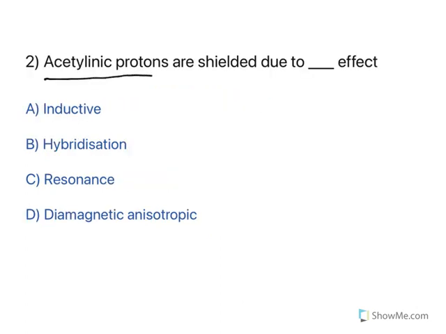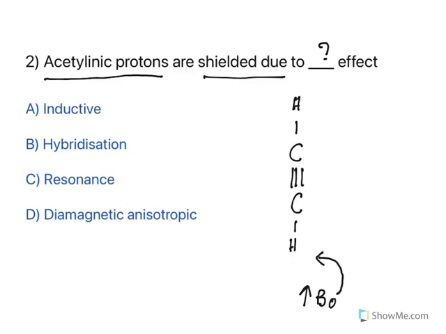Now, acetylenic protons are shielded due to which effect? We need to understand acetylenic protons. When these acetylenes are placed in the NMR instrument, they will be oriented in this direction. The external magnetic field will be applied in this direction. The external magnetic field has to be felt by this proton so that it undergoes resonance. But these electrons also have induced magnetic fields. So the external magnetic field will be shielded because of this induced magnetic field. In the case of acetylenic protons, the induced magnetic fields will be like this.